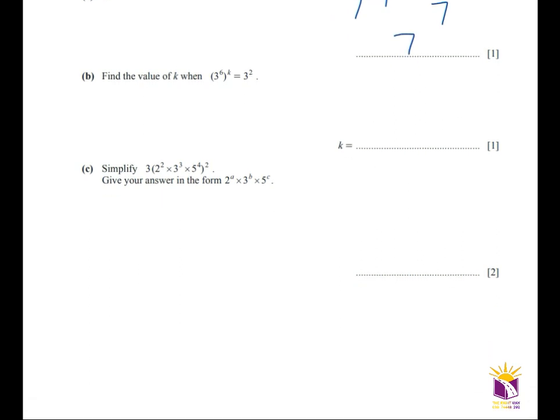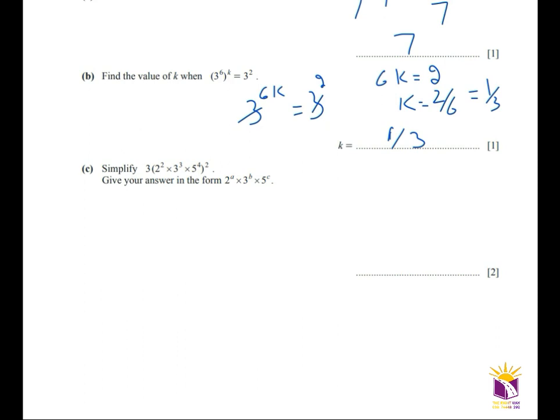Find the value of k when 3 power 6, whole power k, is equal to 3 squared. So it will be 3 power 6k is equal to 3 power 2. 3 cancels out with 3 because the bases are the same, so the powers are also the same. 6k is equal to 2, and k will be equal to 2 by 6, which is 1 by 3. So k will be equal to 1 by 3.